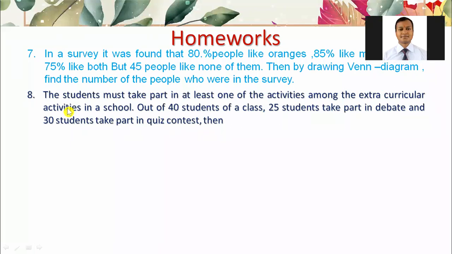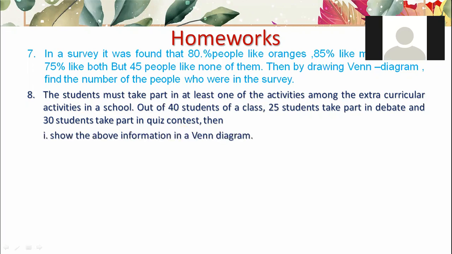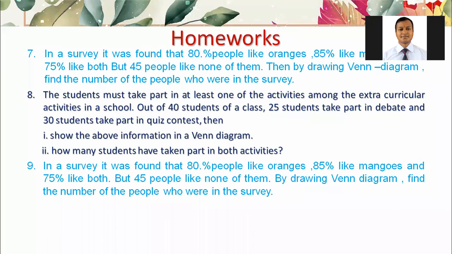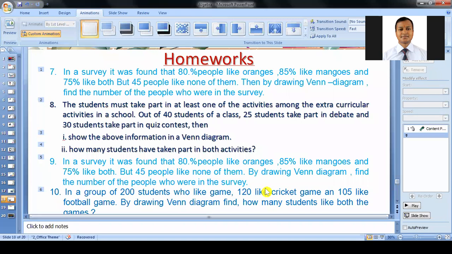Next question: the student must take part in at least one of the activities. Then show the above information in a Venn diagram. That is the first question. And how many students have taken part in both activities? This is the next question. And similarly, the last question was mistakenly copied as the same question. So in total you have 3 questions as your homework. This question is repeated.